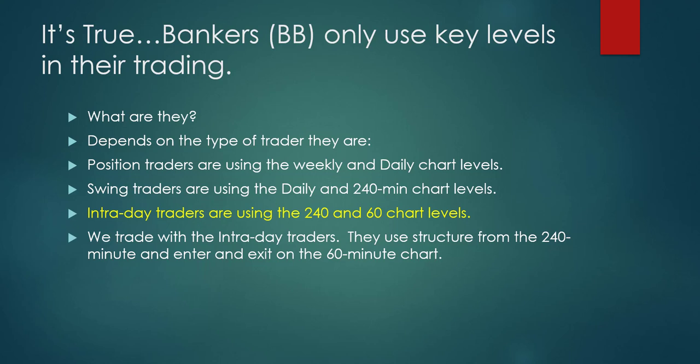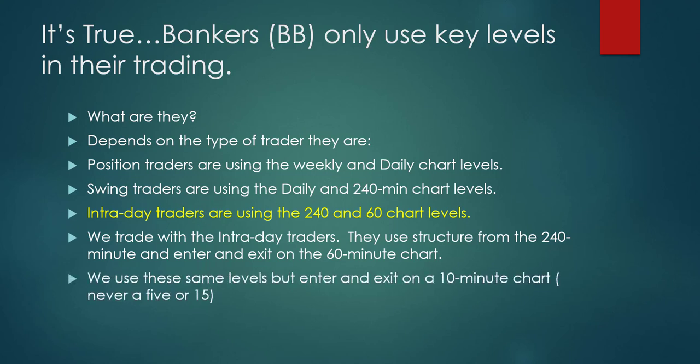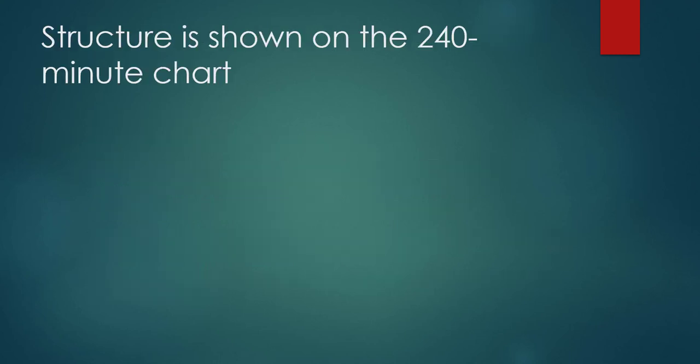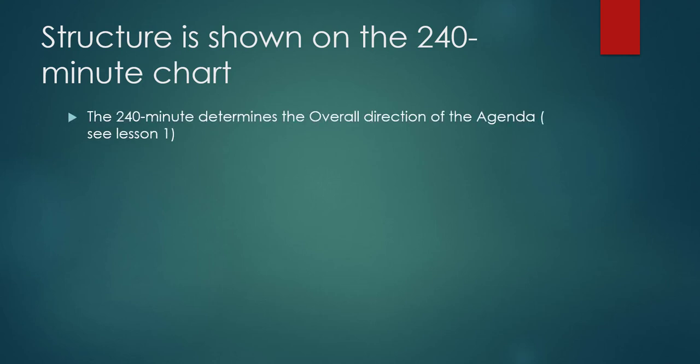Now we trade with the intraday traders, and they use structure from the 240 minute and they enter and exit on the 60 minute chart, never below that. So we use these same levels but enter and exit on a 10 minute chart. And by the way, never a 5 minute or a 15. The 5 gives too many false positives, the 15 is too late. So structure is shown on the 240-minute chart, and the 240-minute determines the overall direction of the agenda. If you don't know what the agenda is, go review lesson one.